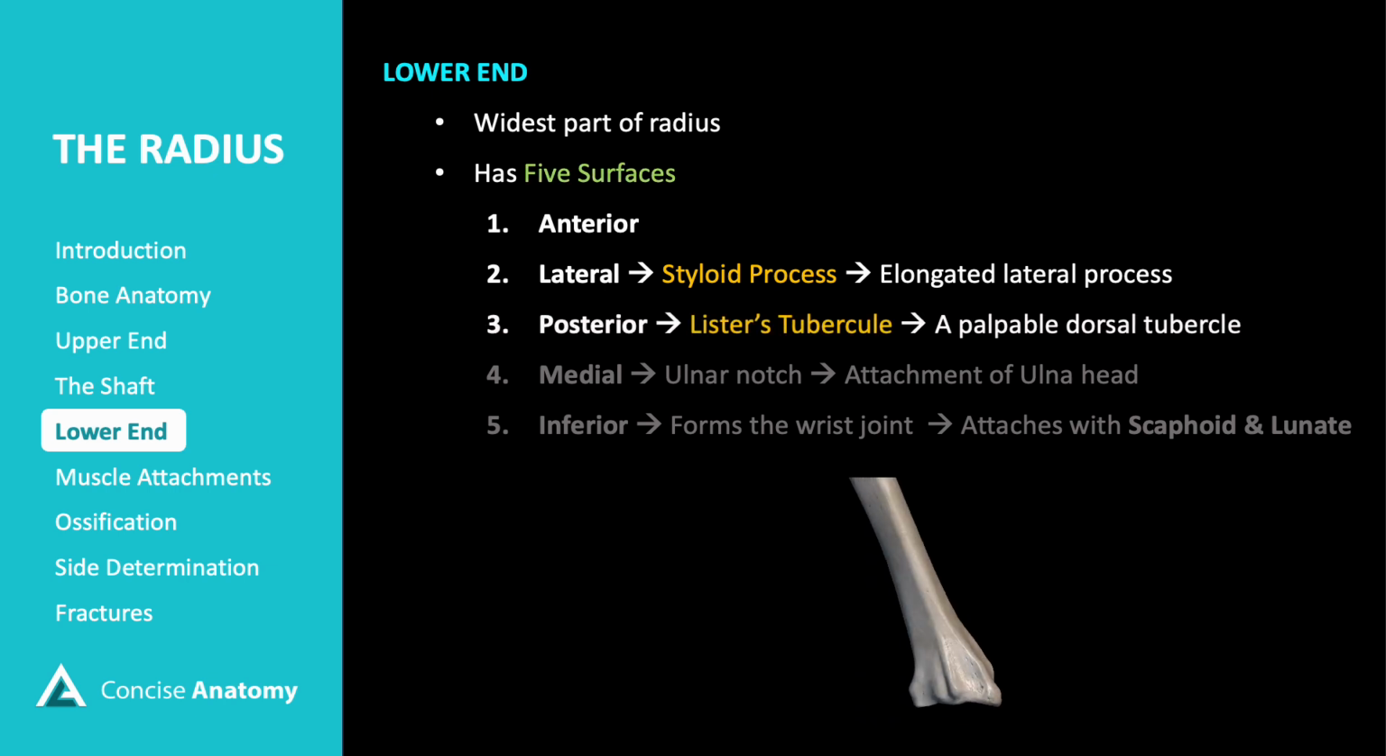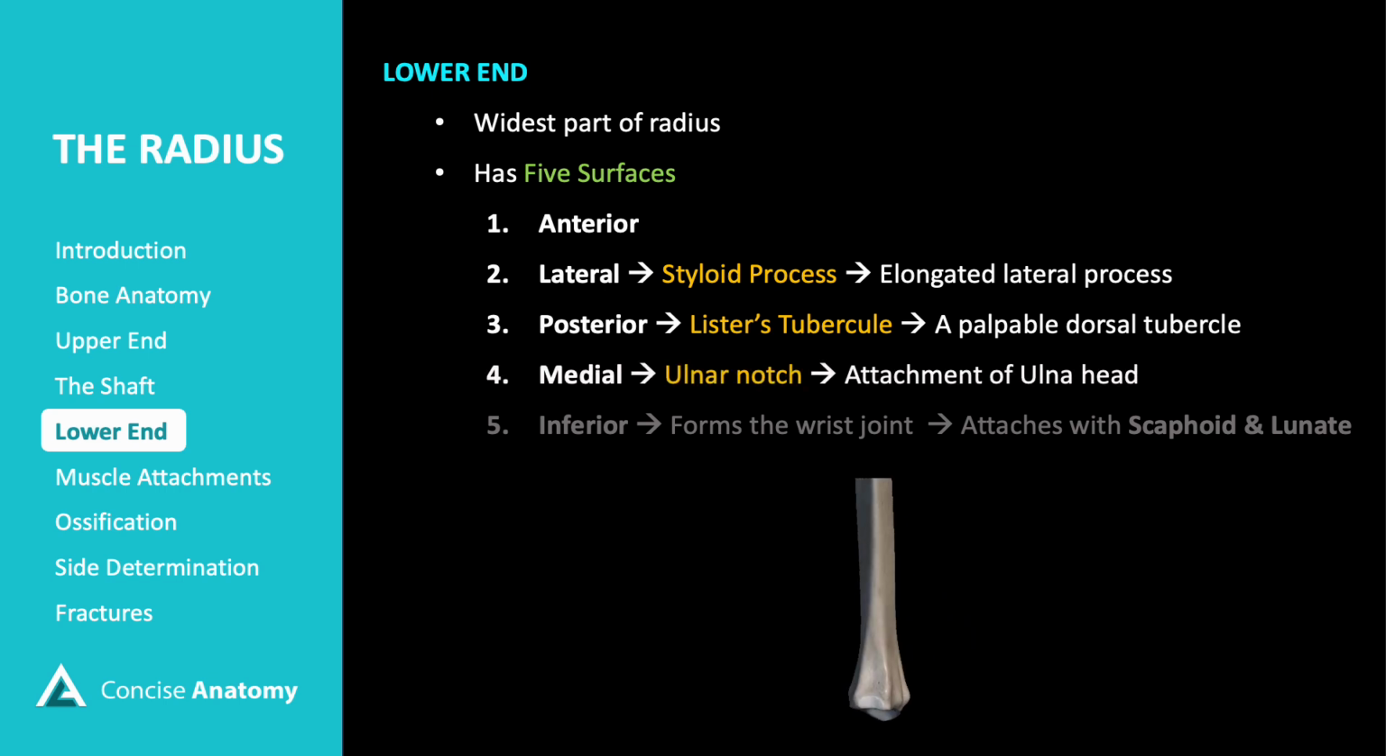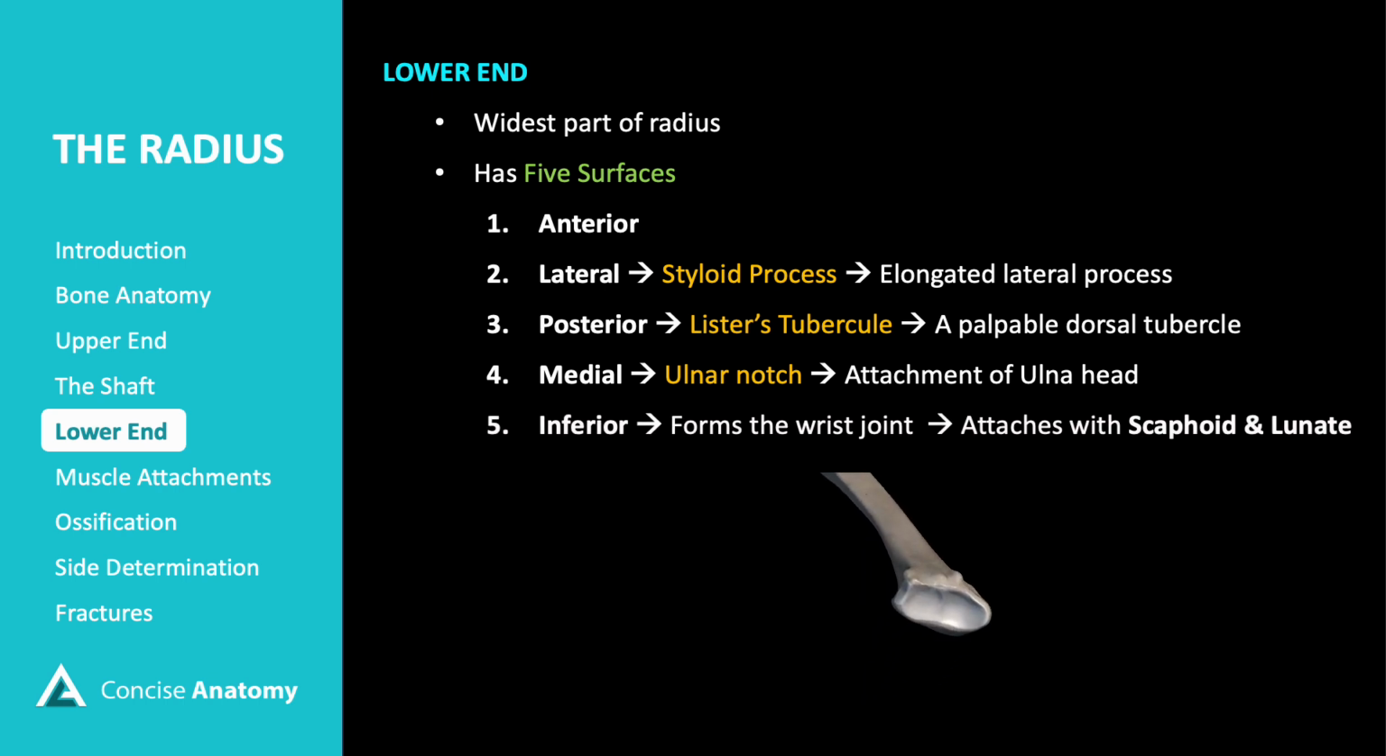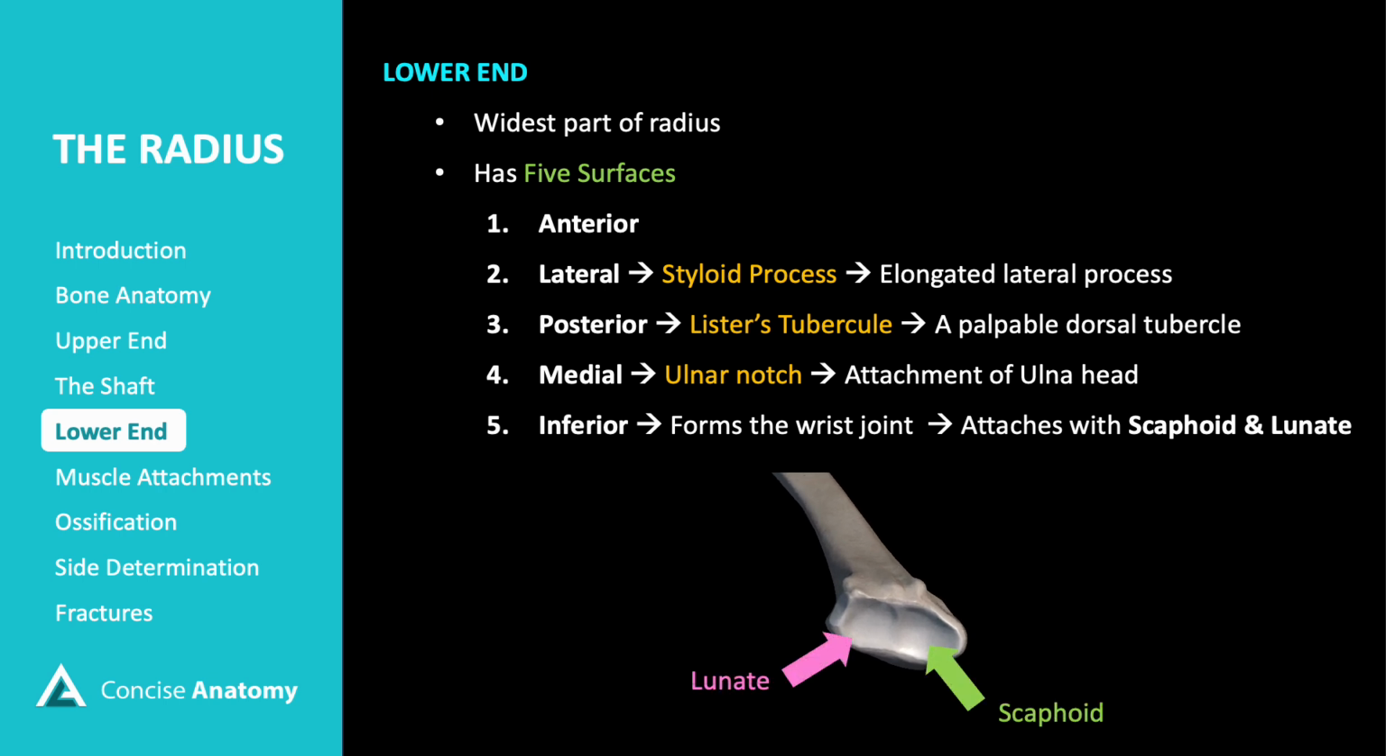The posterior surface contains Lister's tubercle, a palpable dorsal prominence. The medial surface has the ulnar notch, where the head of the ulna attaches. The inferior surface forms part of the wrist joint, articulating with the scaphoid and lunate bones.